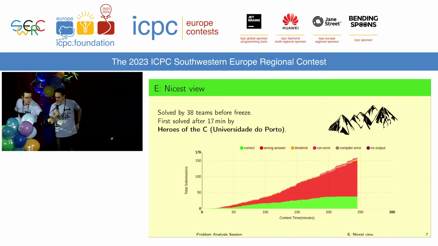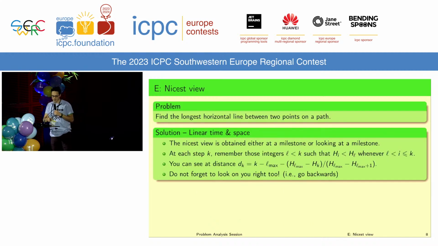Okay, so Nicest View was solved by only 38 teams before freeze, and first solved after 17 minutes by Heroes of the Sea. Congratulations to them. All right. So the problem was to find the longest horizontal line between 2 points on a path. The first version of the task was a bit ambiguous because we thought that you all knew that we cannot see through mountains, so we wanted to clarify in the second version.